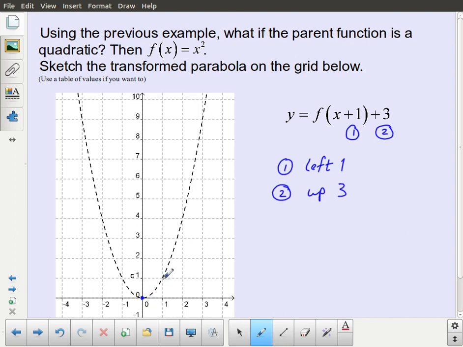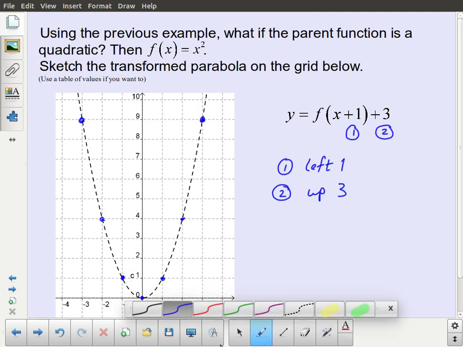There's one at the origin. There's one here at 1, 1. There's one here at 2, 4. There's one here at 3, 9. And then there are symmetric points matching. All right, so I have a lot of points to choose from. So let's go ahead and transform those. I'll transform them in a different color. So left by 1, there's one step over to the left, and up by 3. 1, 2, 3. So there is my first point.